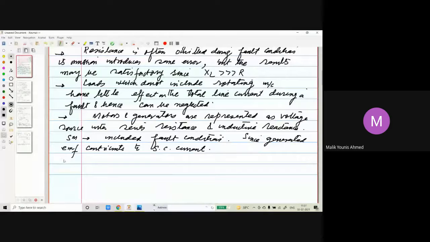Next is the transmission line. Transmission line, I have already told, is represented by pi model. So loads are assumed to be passive. That means loads are assumed to be passive in the sense that they will not include the rotating machines, and are represented by resistance and inductive reactance in series. So transmission line is very simple. Transmission line is represented by pi model.